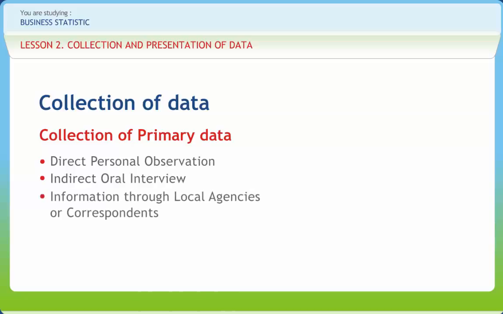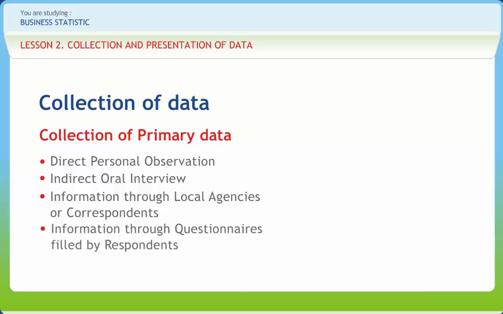Third is information through local agencies or correspondence. Under this method, local agents or correspondents are appointed in the different parts of the area under investigation. Fourth is information through questionnaires filled by respondents. In this method, the information is collected through the filling of questionnaires by the respondents. And the last is information through schedules filled by investigators. The information obtained through mailing the questionnaires to the respondents is generally incomplete and unrepresentative.